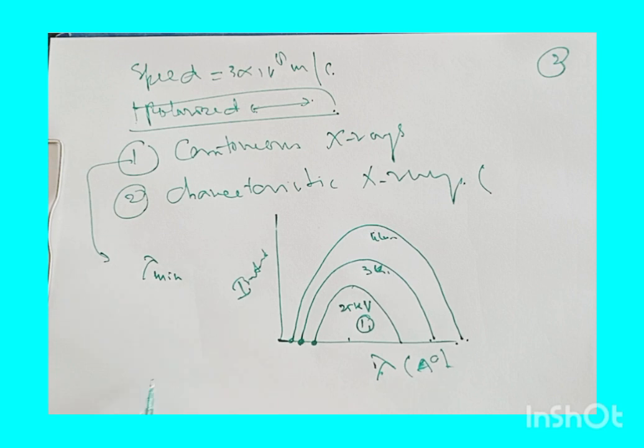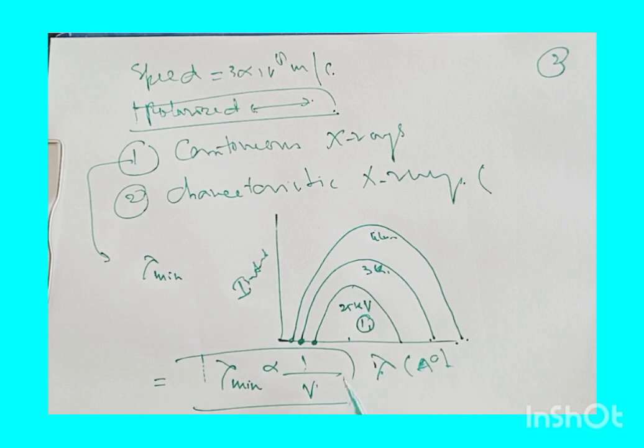From this we can conclude that this lambda min, the minimum wavelength, must be inversely related to the accelerating voltage. So as you increase the accelerating voltage for a particular measurement, the lambda min is going to decrease.